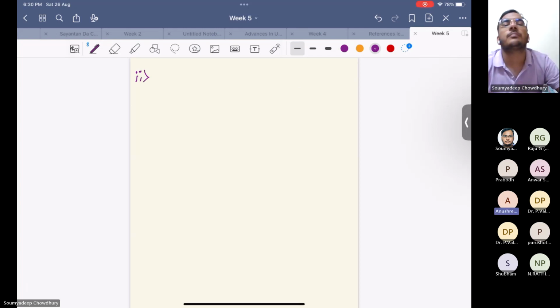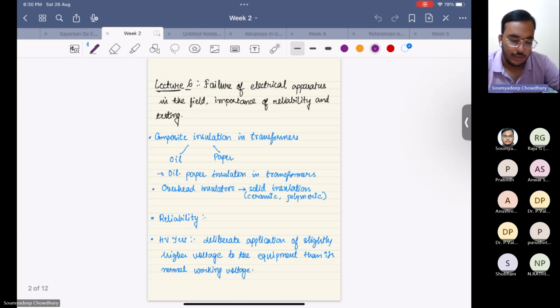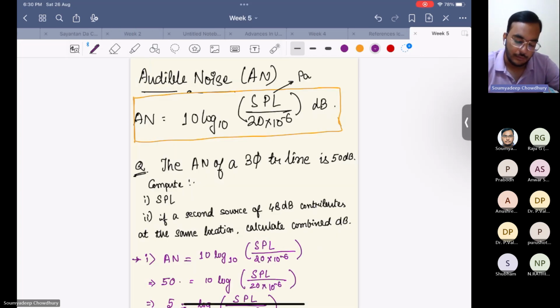Sir, I have put SPL 50 in this formula, and addition between 50 and 48, by this formula, 10 log 10. So SPL is in pascals, right? SPL is not in dB. So this 50 dB and 48 dB, whatever is given, that is basically in dB. You cannot put that in SPL because that's why I told first the units you have to check. So unit of SPL is pascals and unit of audible noise is in dB.